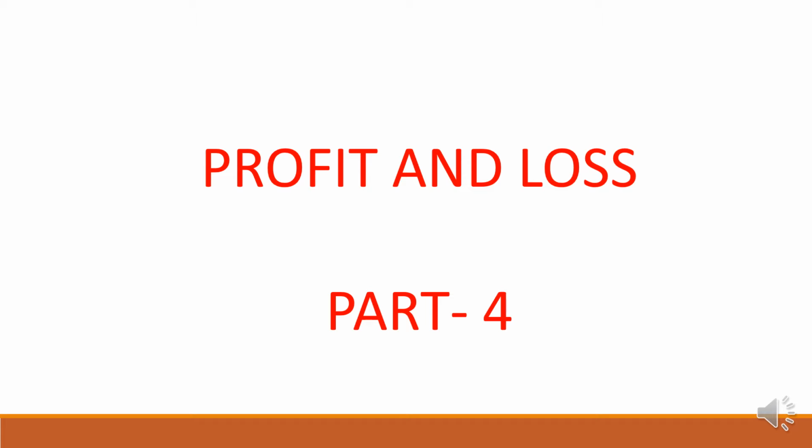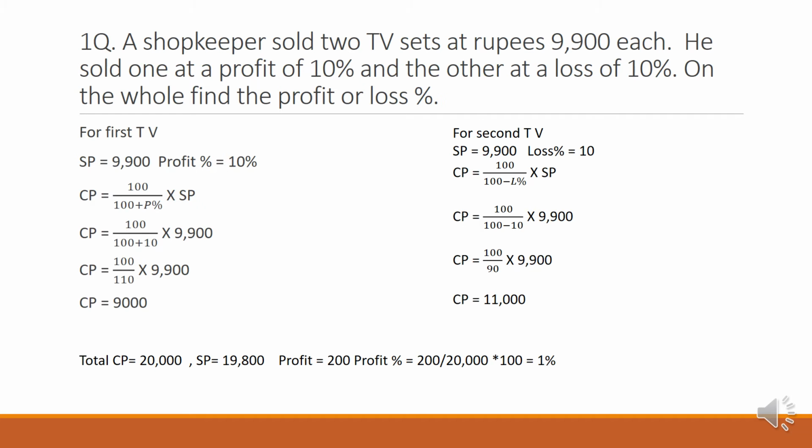So today we are going to solve some more different type of problems on profit and loss. Let's begin with this question. Here a shopkeeper sold two TV sets at rupees 9,900 each. He sold one at a profit of 10% and the other at a loss of 10%. On the whole, find the profit or loss percentage.